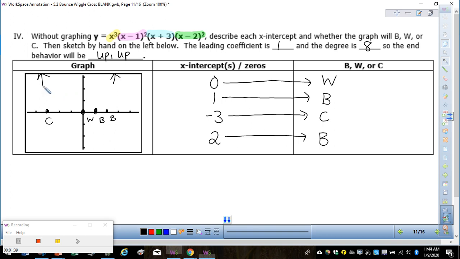Okay, so from this first arrow, it's going to cross through. It's got to turn around so that it can wiggle through 0. Turn around so it can bounce at 1. Turn around again so it can bounce at 2, connecting to the last arrow.